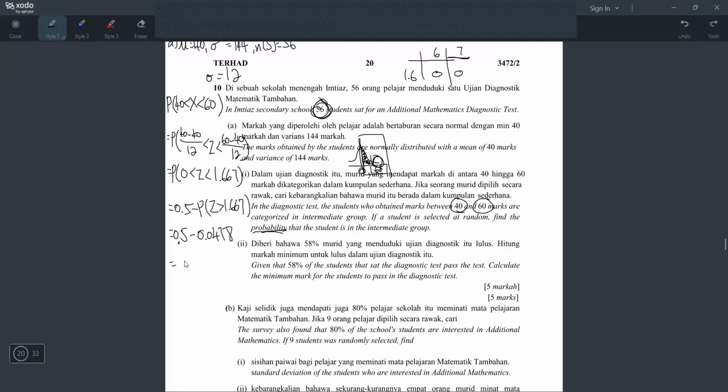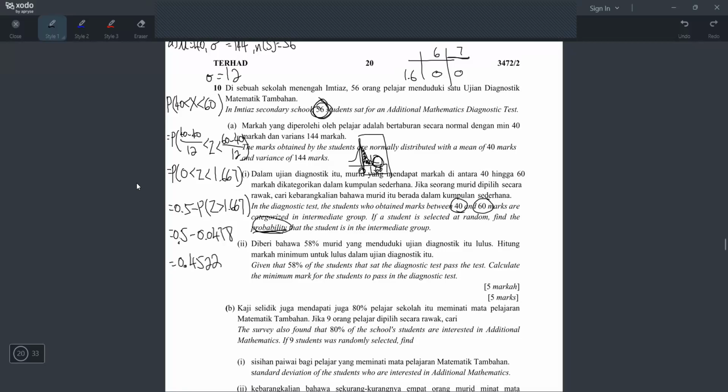And now I'll take 0.5 minus with this answer. Let me press calculator. All right. According to my calculator, it says 0.4522, right? So what is this? This is the probability. But you have to check, because in exam, sometimes they don't want the probability. They want the number of students. Ataupun they want the percentage. If they want the number or percentage, then you have to tambah sikit working. But this question, they memang ask you to find probability. Then this is the answer.